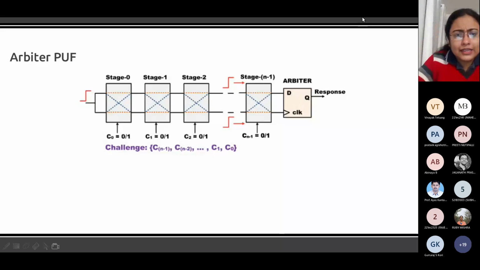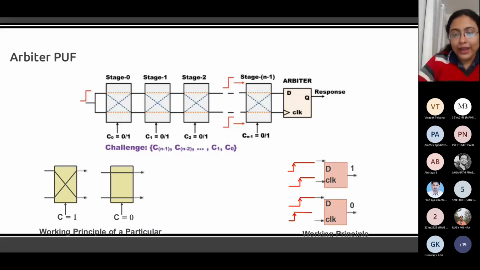So now the thing is that we have sufficiently large stages, like n can be 32-bit or 64 or 128, and we give a 32-bit, 64-bit or 128-bit challenge. Now, given this challenge, we see whether the input trigger comes at this D input first or at the clock input first. Okay, so why?